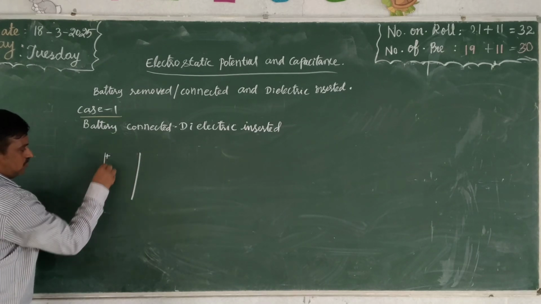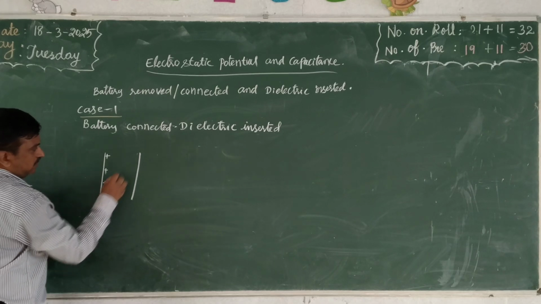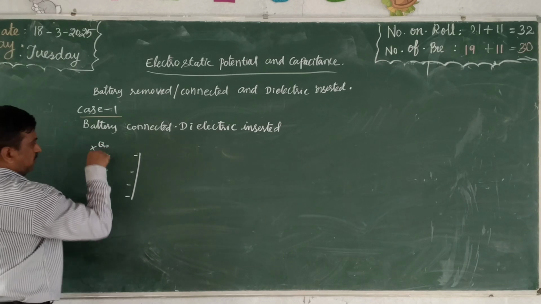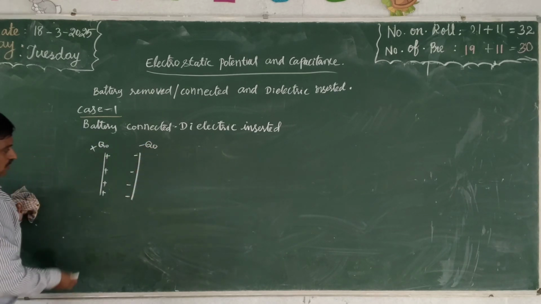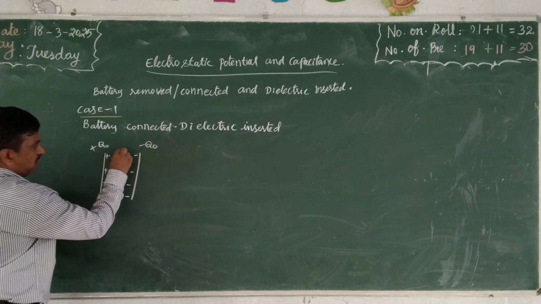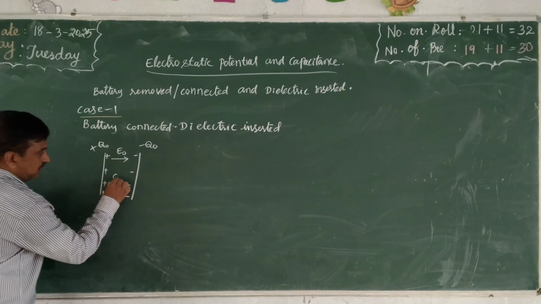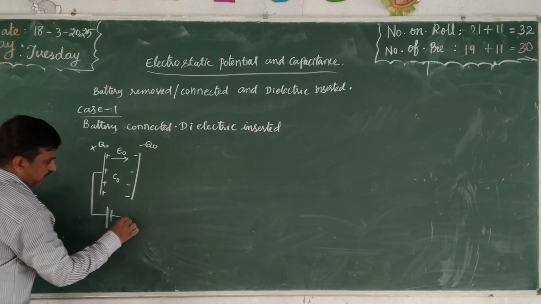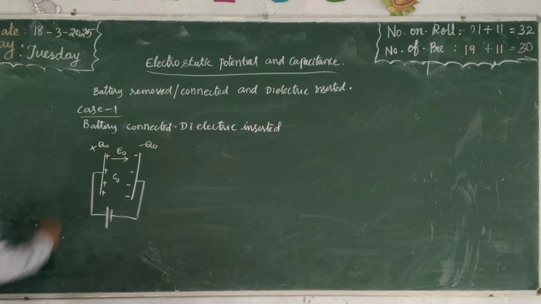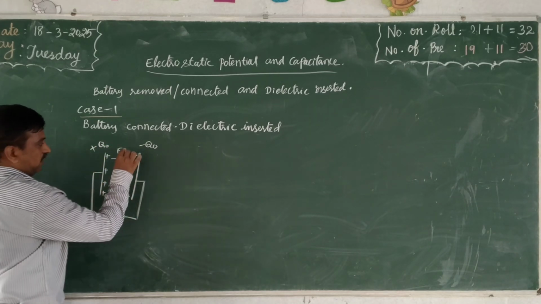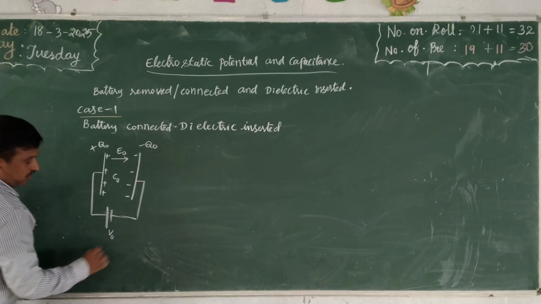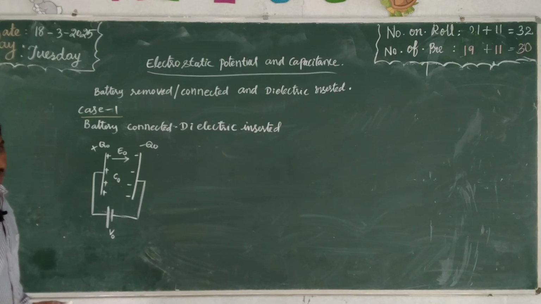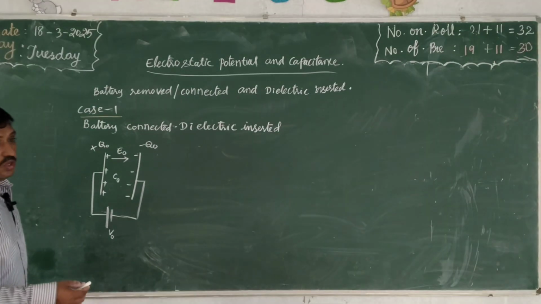It has positive charge, how it develops we know already. Here minus. What is the charge here? Plus q naught, and here minus q naught. This is the direction of the electric field. Initial electric field E naught, initial capacitance C naught, and the battery is connected. In this case the charge is q naught, capacitance is C naught, electric field E naught, potential V naught. Why are we saying V naught, E naught, Q naught and C naught? Initial capacitance, initial electric field, initial charge, initial potential.